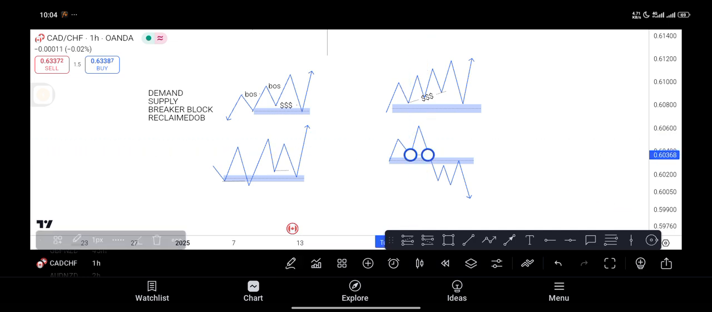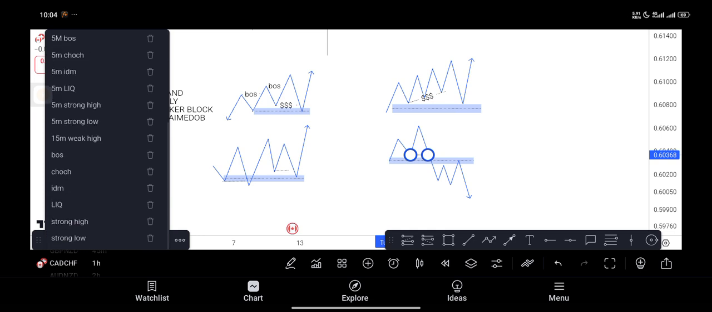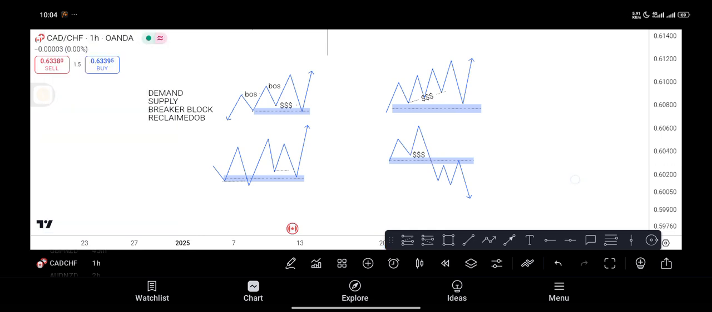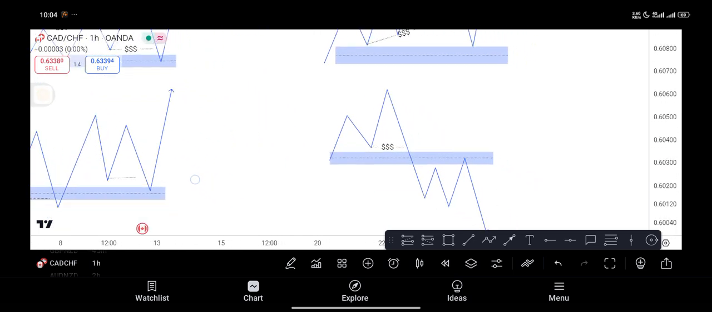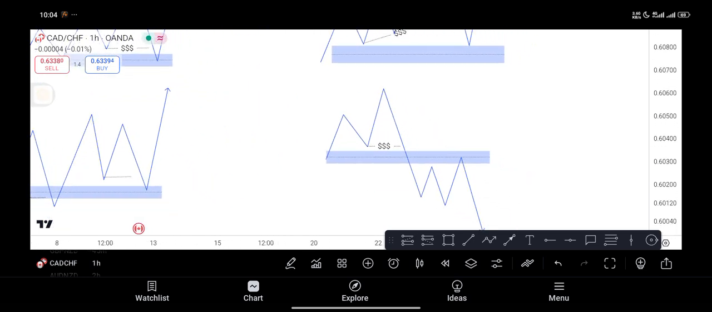Note that to validate a breaker block, to make sure the breaker block is going to be valid, it should be a valid demand or supply zone. It should have inducement just above it. Now when it breaks the demand zone, you should then expect that valid demand zone to be used again as a breaker block.